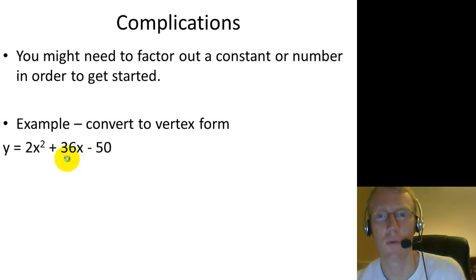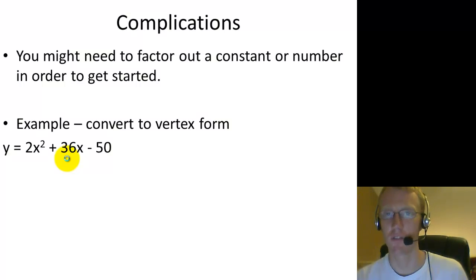Okay, so that works really well if you have just x squared as your leading term, but you could have a complication where the leading term might be 2x squared or 3x squared. So if there's an a value there, the best thing to do is to factor out that value and then complete the square on what's left behind.